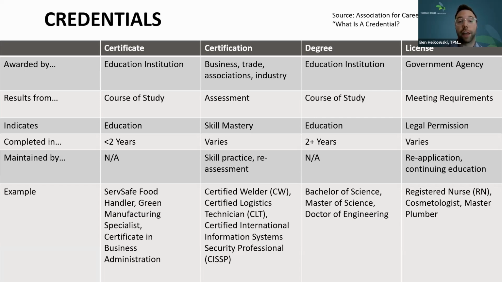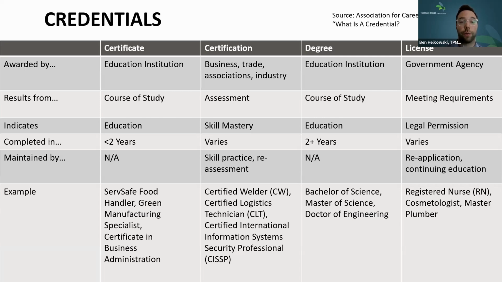Degrees, which are awarded by education institutions, result from a course of study, which indicates a level of education, and they can be completed over the course of 2 or more years. Degrees require little to no maintenance, and examples of degrees are Bachelor's of Science, Master of Science, or Doctor of Engineering.